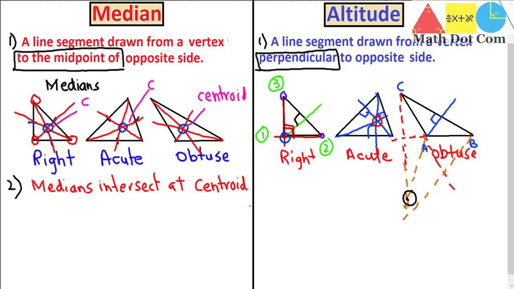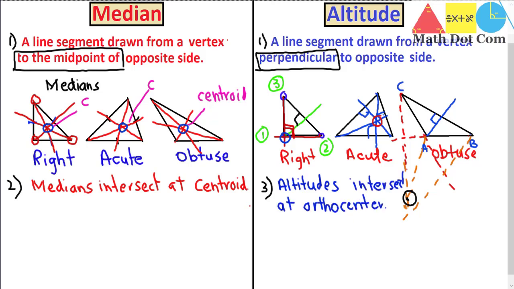I'm just writing C here. While in case of the altitude, the point where all the altitudes meet and intersect is the orthocenter. The word is orthocenter. So that means that this point is the orthocenter. I'm just writing O. This point is the orthocenter, and this point is also the orthocenter.